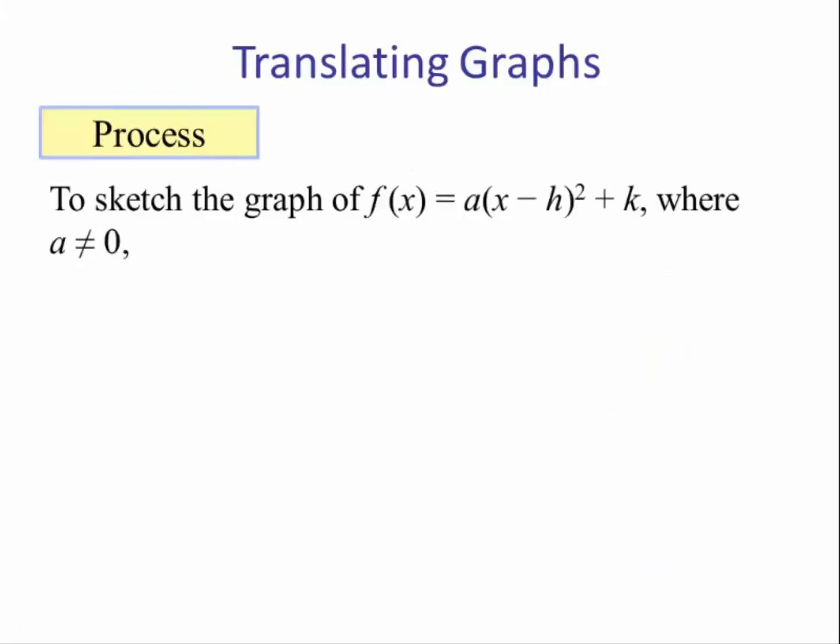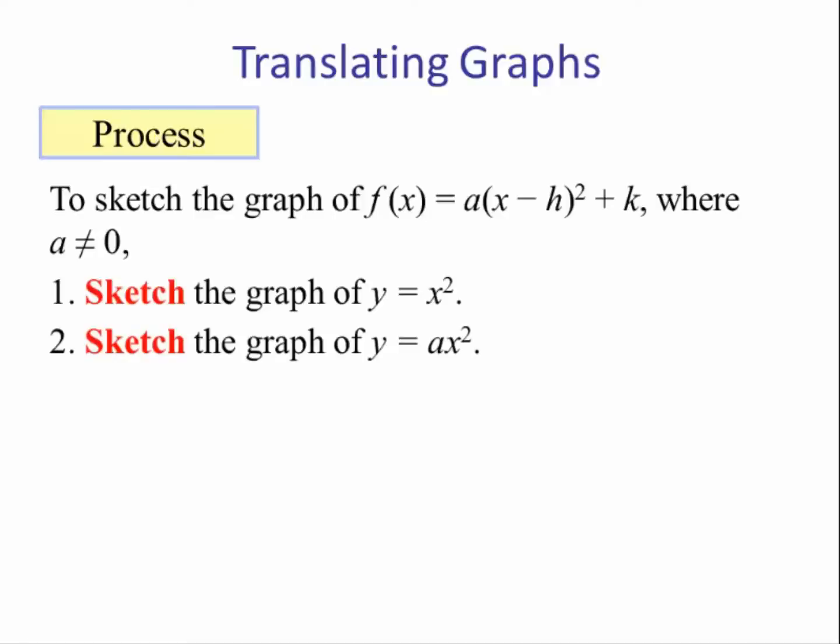Translating graphs process. To sketch the graph of f of x equals a times x minus h quantity squared plus k, where a is not equal to 0, and this is known as the vertex form of a quadratic function. Number 1, we sketch the graph of y equals x squared. Number 2, we sketch the graph of y equals a x squared. So the value of a will tell us if it's going upward or downward, and it will also tell us if the parabola is wide or narrow.